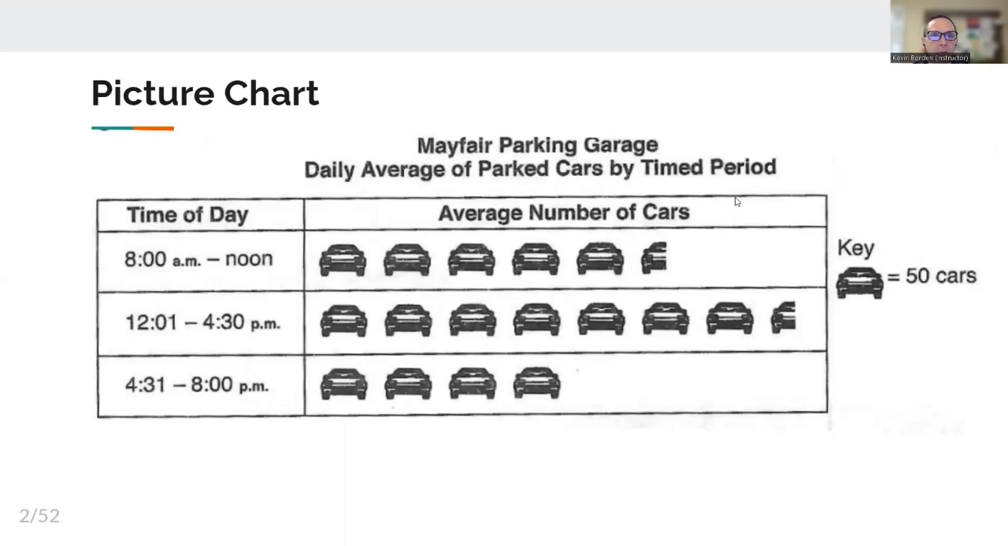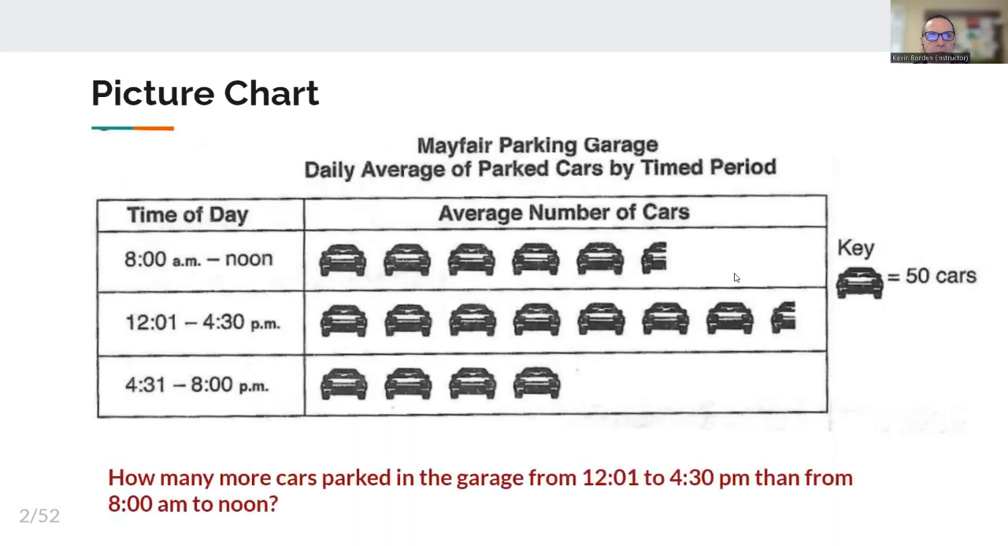What we have here is something you might call a picture chart. So why do we call it a picture chart? It's because each picture of a car really means a certain number of cars. In this case, you can see over on the right-hand side, it means 50 cars. So if we were to talk about this last group here from 4:31 to 8 p.m., we would say there's 1, 2, 3, 4 cars, but that really means 4 times 50 equals 200 cars. We're really talking about 200 cars there.